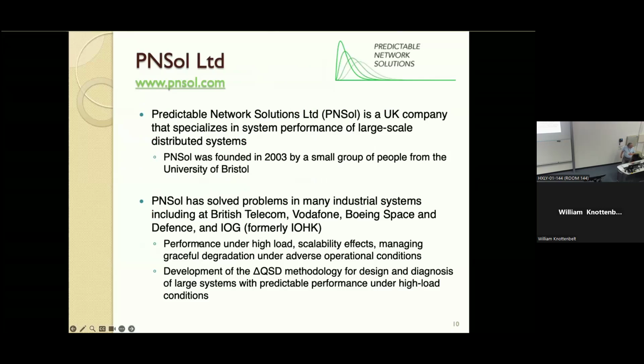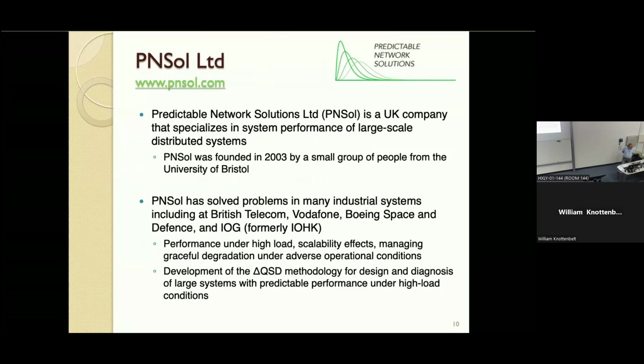Okay, so a few words about P&SOL. P&SOL, Predictable Network Solutions, is at the origin of DeltaQSD. It's a UK company which specializes in design and diagnosis of large-scale distributed systems, especially as regards their performance and feasibility.